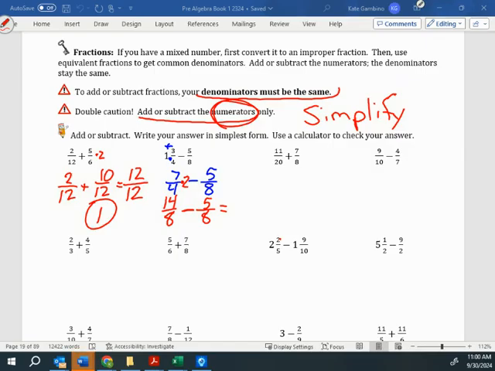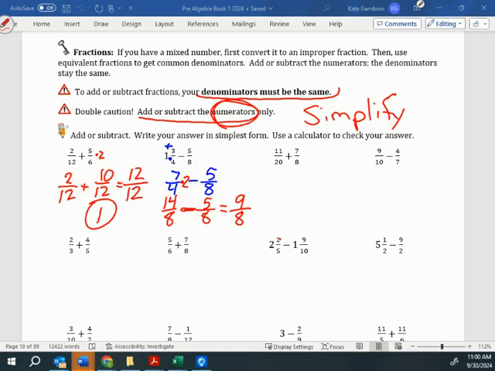So what is 14/8 minus 5/8, LJ? You jumped ahead of me. What is 14/8 minus 5/8? Go back a step. Remember, we're subtracting. So what would it be if we subtract? What's 14 minus 5? 9. So 14 and 9, what do I do with the denominator? It stays the same. So 9/8.